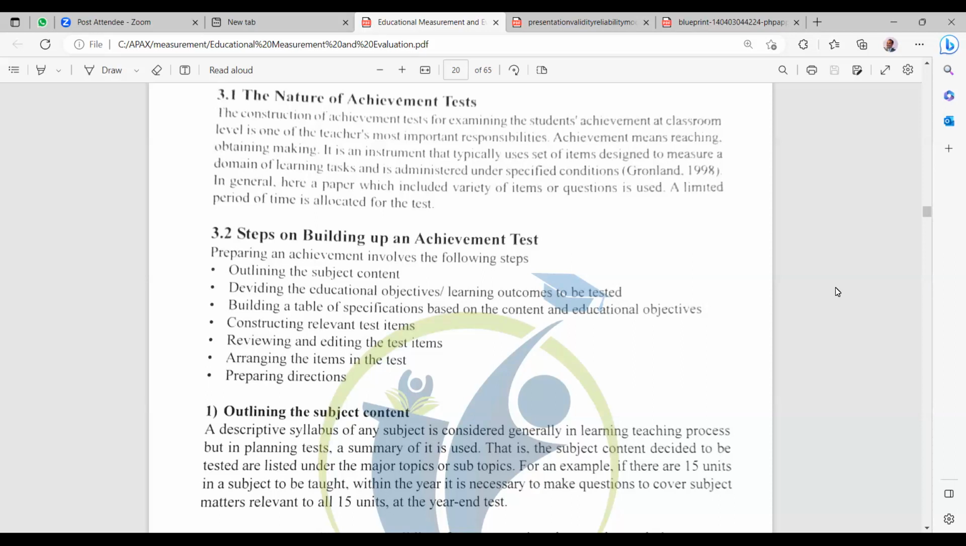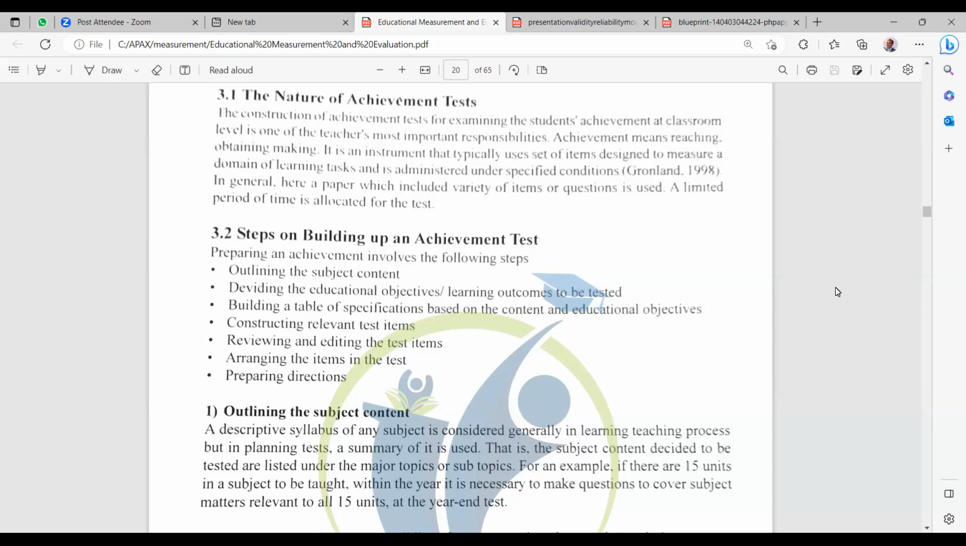So therefore, by following the given steps, we have 7 steps here. By following these 7 steps, teacher can prepare a good achievement test. And that's the responsibility, and it's a part of the duty from the teacher's side. Achievement means reaching, obtaining, making. It is an instrument that typically uses a set of items designed to measure a domain of learning tasks and is administered under specified conditions.